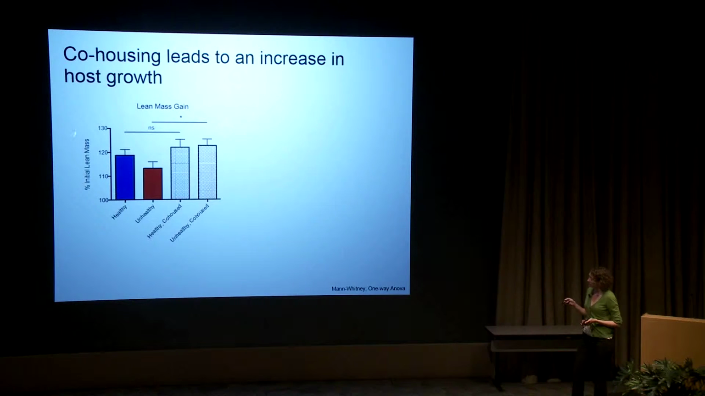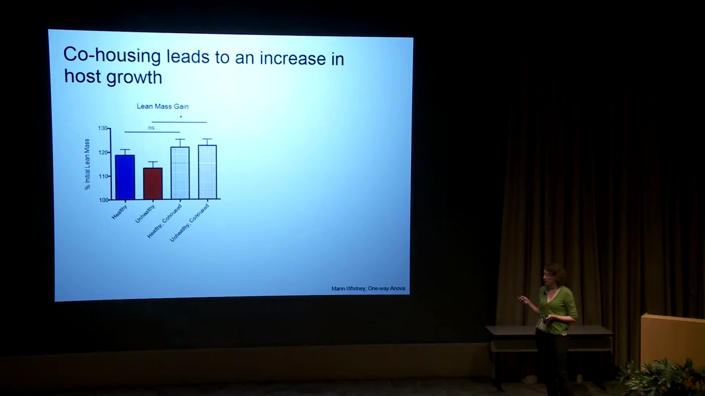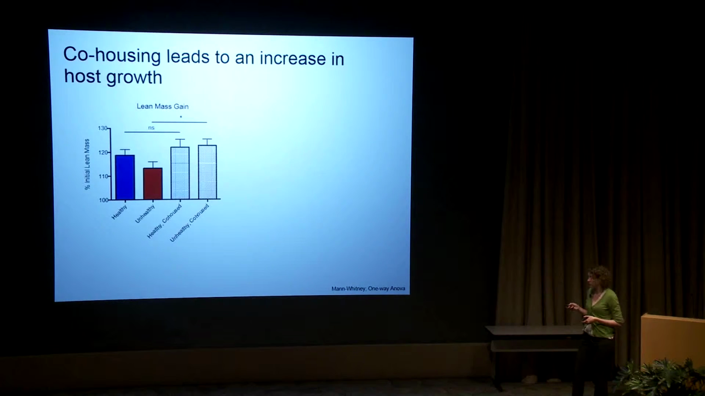So this is looking at the lean mass gain of these mice at the time of sacrifice. And what we saw was that in both groups of co-housed animals, there was a significant increase in the gain of these mice compared to that of our unhealthy control. But there was no significant difference in the lean mass that they had gained compared to that of the healthy control. So something in the process of co-housing seemed to have enhanced the capacity of these mice to gain lean mass.